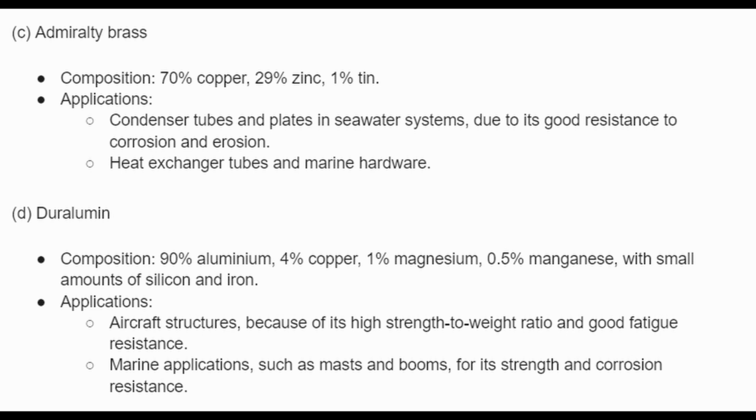Duralumin composition: 90% aluminium, 4% copper, 1% magnesium, 0.5% manganese, with very small amounts of silicon and iron. Its applications: aircraft structures because of its high strength to weight ratio and good fatigue resistance, and marine applications such as masts and booms for its strength and corrosion resistance.